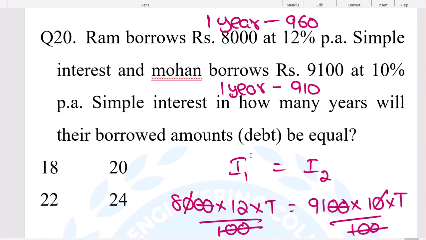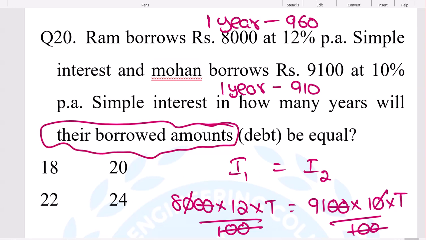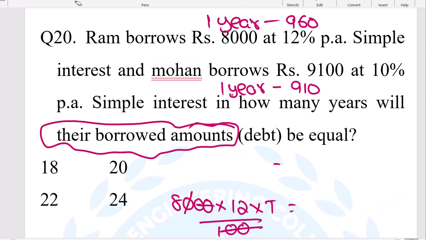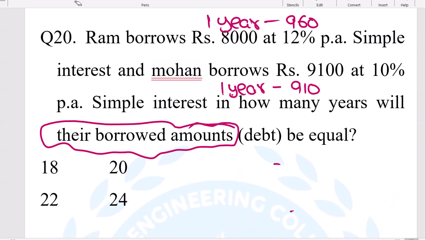Borrowed amount. Okay, I'm sorry. I was thinking in terms of interest. The borrowed amount must be equal. Okay, amount it is. Here it is amount. Amount means principal plus interest. They mentioned the amount must be equal. I took only the interest as equal. As rightly mentioned, one extra thing. One moment.